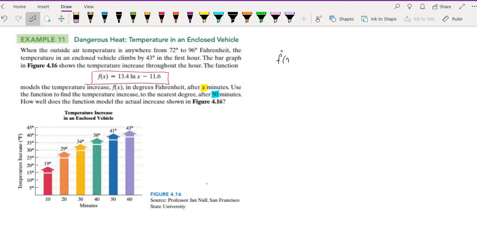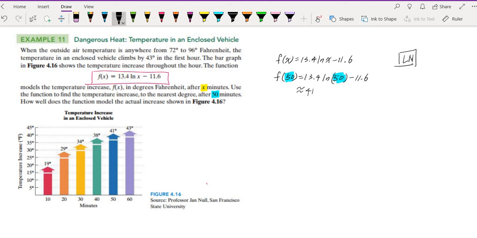We had a function f of x equal to 13.4 natural log x minus 11.6. Then they ask after 50 minutes, so all I have to do is plug this 50 inside your function. I'm just going to plug it in. That will be 13.4 natural log of x, where x becomes 50, minus 11.6. For natural log of 50, you have the ln button inside your calculator, so you can just plug it in. Use your calculator, and you're going to find this answer is around 41.